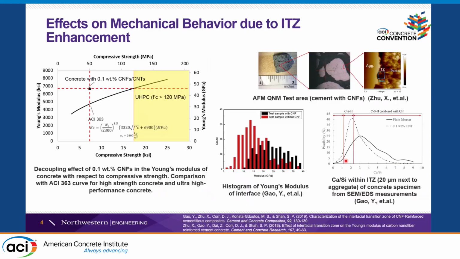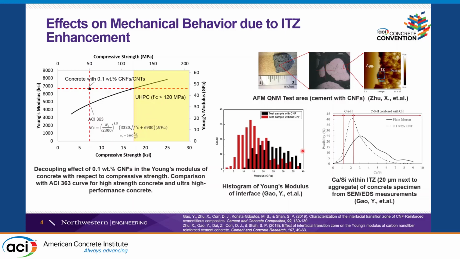What we achieve with adding these carbon nanotubes, with also works from Professor Maria Konsta-Gdoutos, is a decoupling between the compressive strength and the elastic modulus with only 0.1% of CNF or CNT. And this is a way of increasing the elastic modulus in a more cost-effective or more resilient way than increasing the compressive strength or adding more cement to the system.